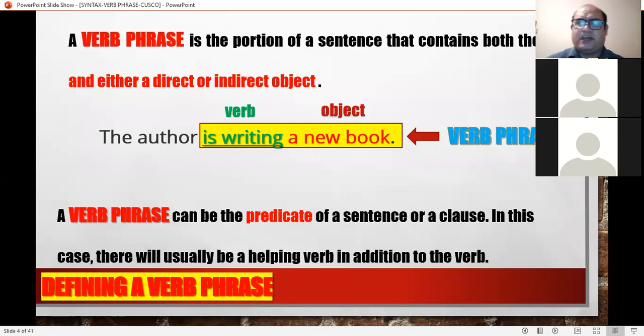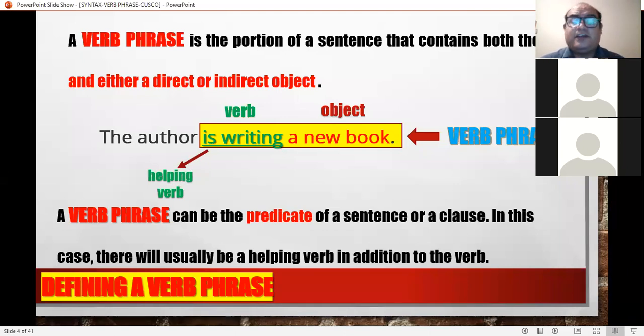Now remember that we have these two parts in a sentence too, the subject and the predicate. So here we can say that a predicate is the sentence or a clause. In this case, there will always be a helping verb in addition to the verb. So here you have this, a helping verb.